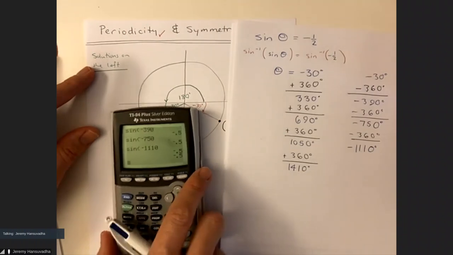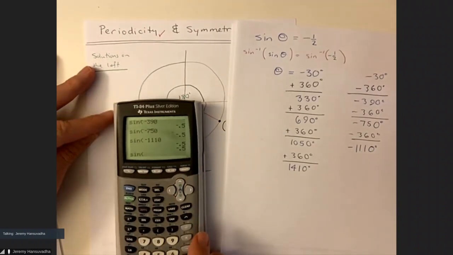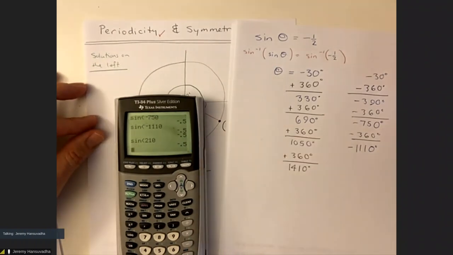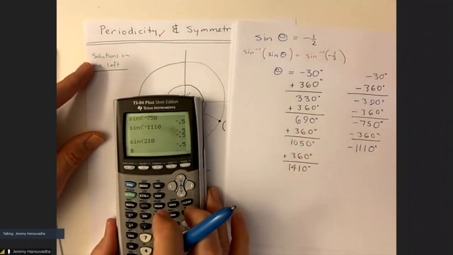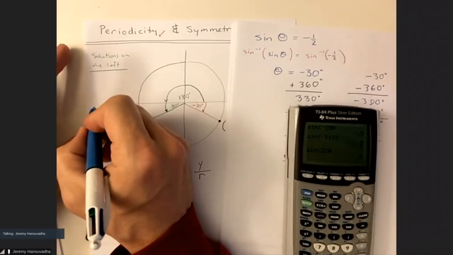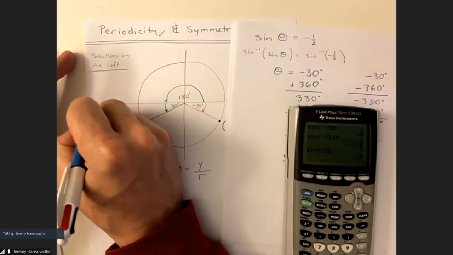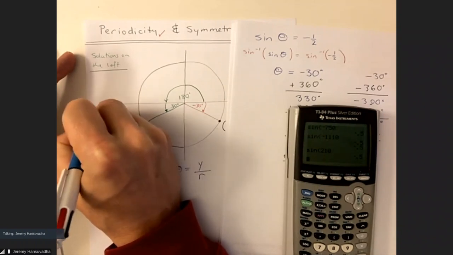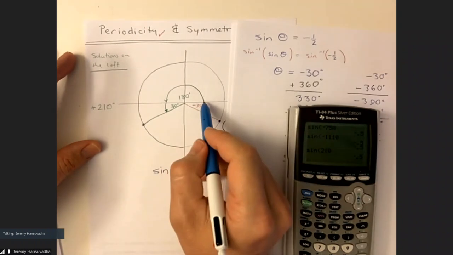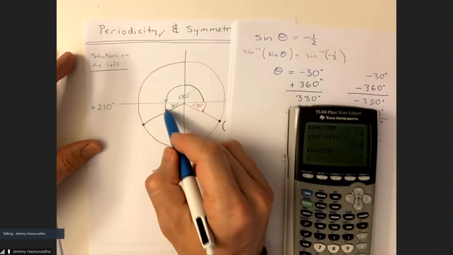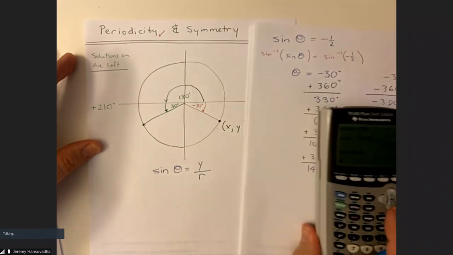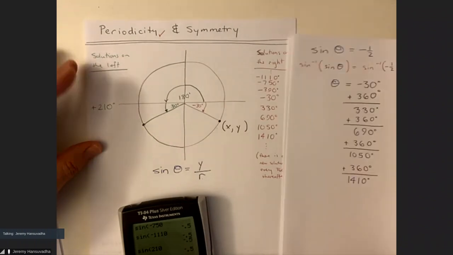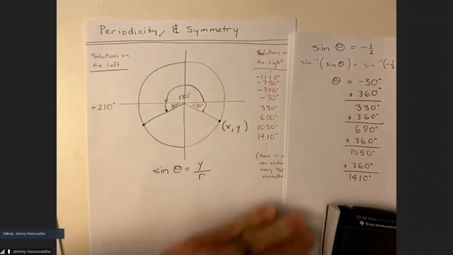Let's check it before we write it down. Sine of 210 degrees. Notice the same exact ratio, negative 1/2, negative 0.5. So I'm going to write that as a solution. Whoops, why did I put negative 210 degrees? It should be positive 210 degrees, positive because we're rotating in the positive direction, the counterclockwise direction. All right, so that is the solution using symmetry.